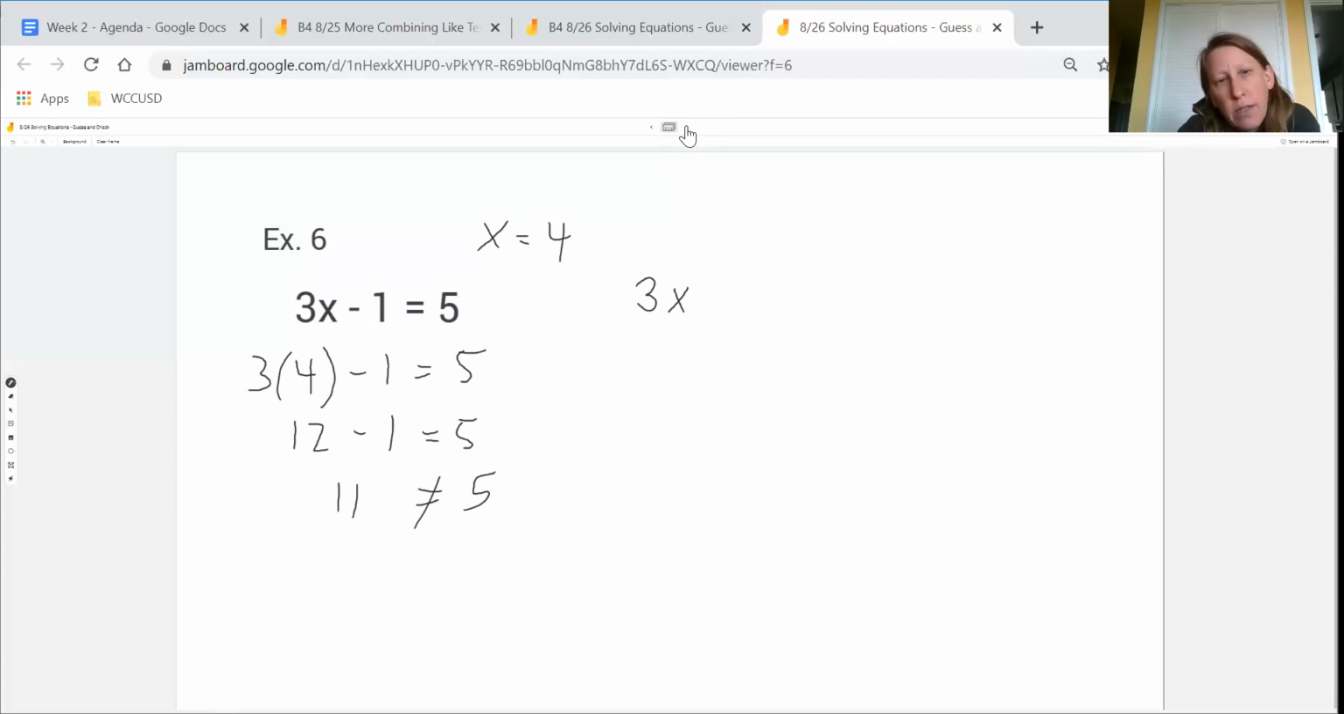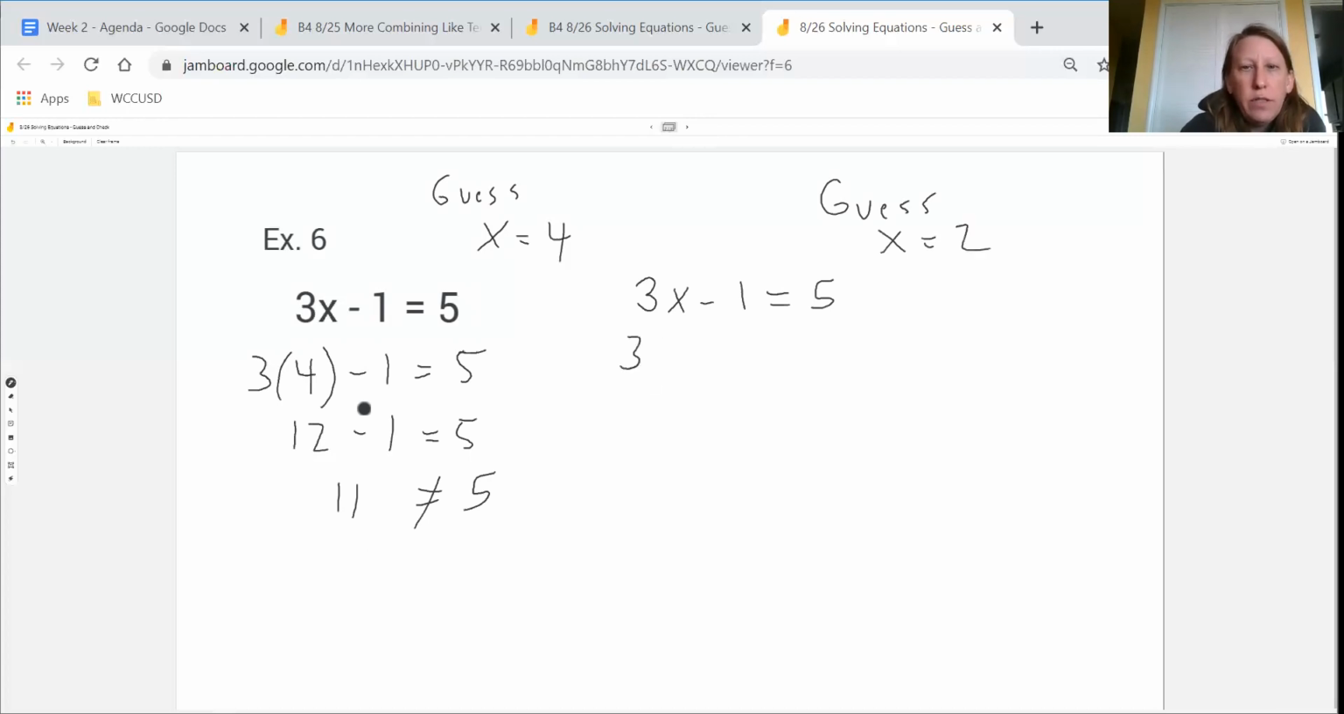Well, what did that tell us? That told us that 4 is too big, right? Because I got 11, which is bigger than 5. So I need a little bit smaller number here. Anyone think they know? Let's try that. 3 times 2 minus 1 is 5. 6 minus 1? Does 5 equal 5?